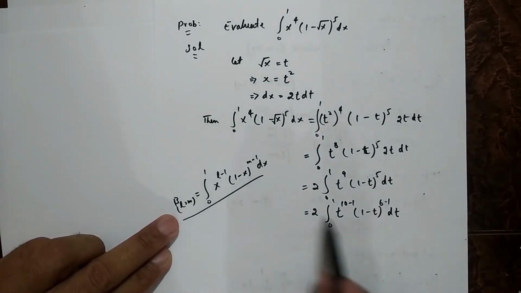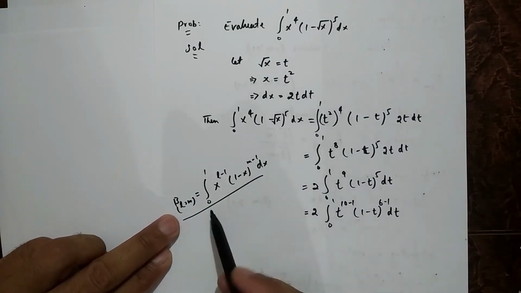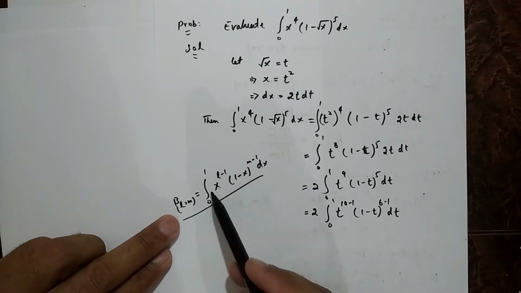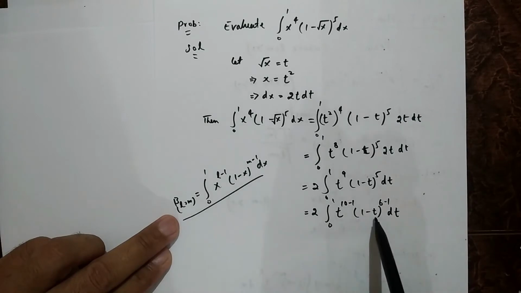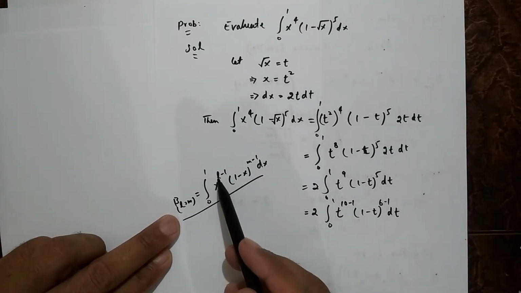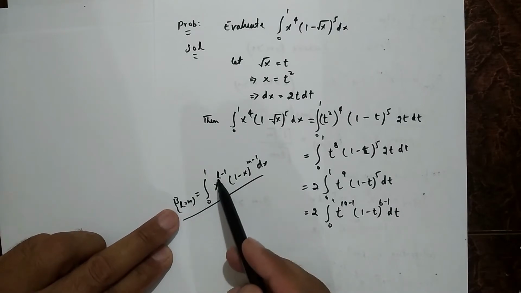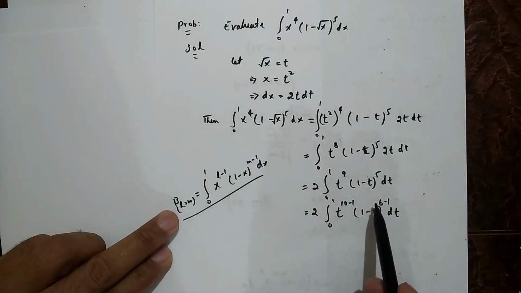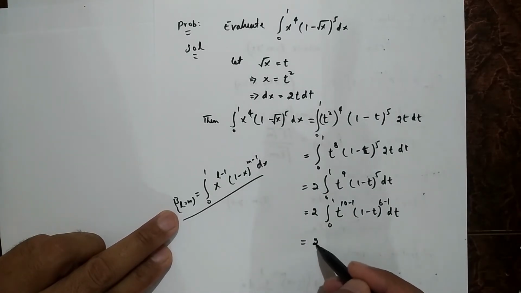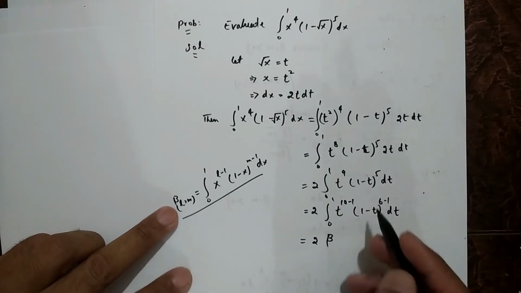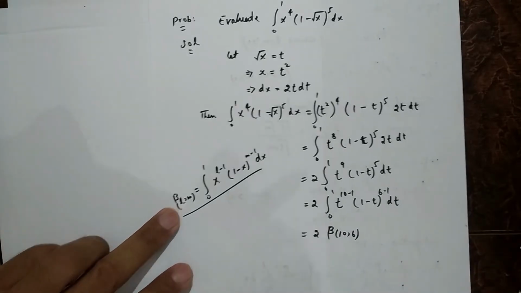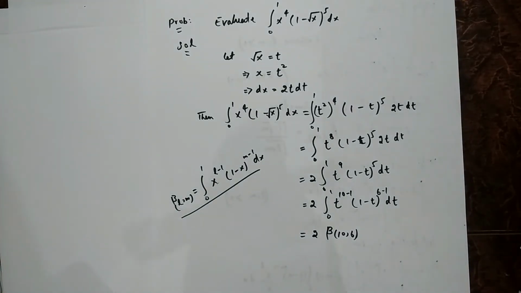Now look at these two integrals. Here in this integral we have a variable x, but here we have variable t, so it doesn't matter. Here we have l, but here we have 10. Here we have m and here we have 6, so we can write it as 2 times beta(10, 6). This is the beta(10, 6).